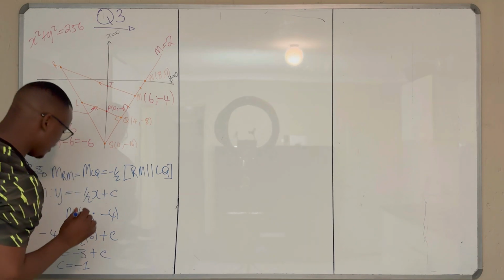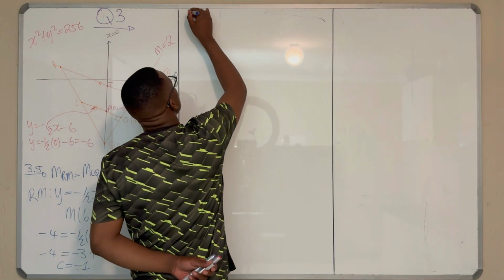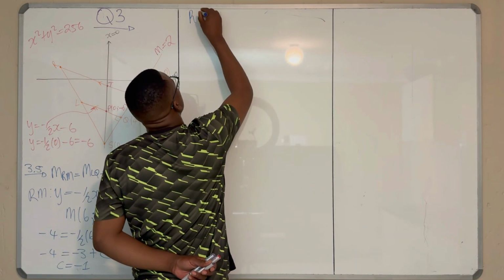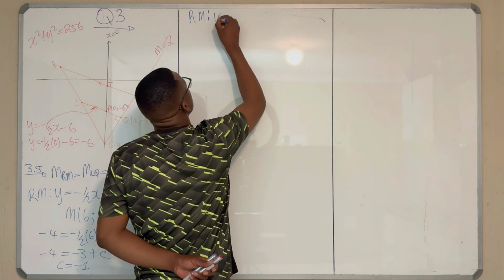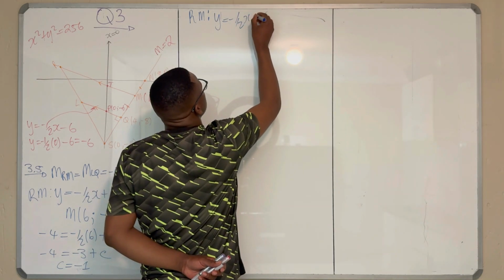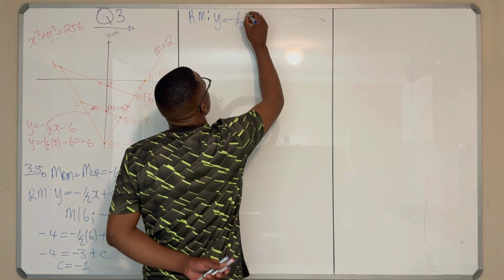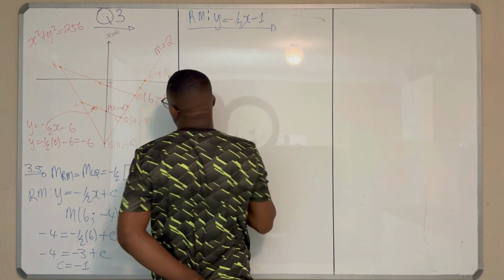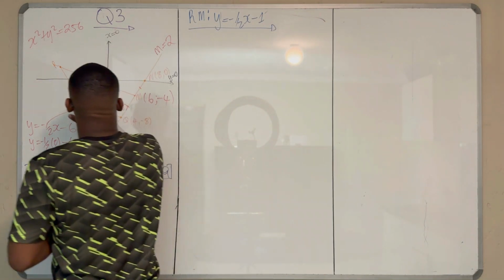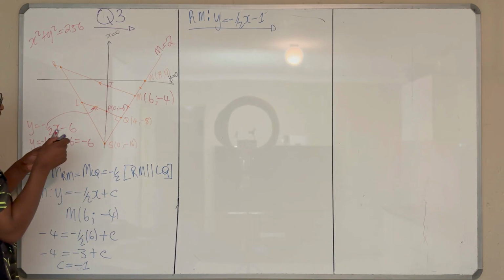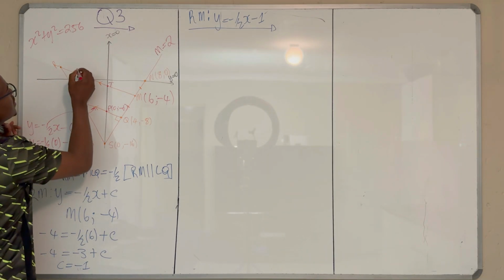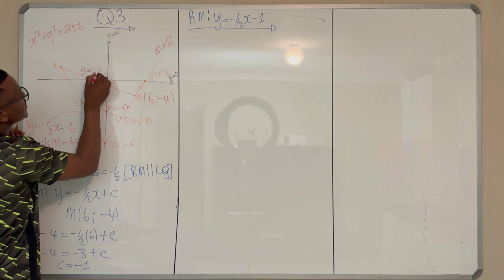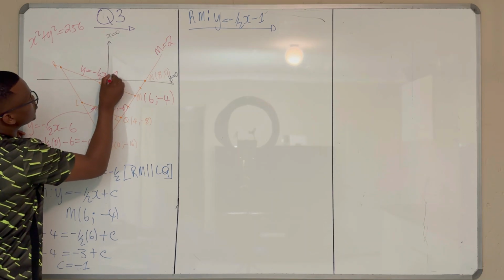So what you have now is the equation of RM to be y is equal to minus half of x minus 1. So in this case, you have the equation of this line now. The equation of this line is what? It is y is equal to minus half of x minus 1.